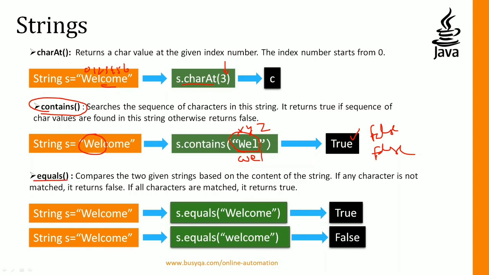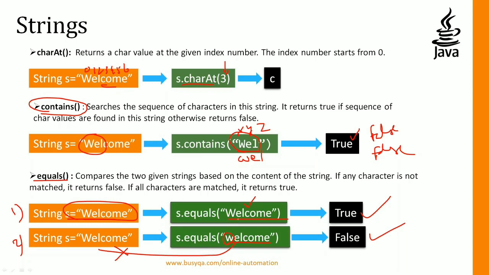Now the equals method. The equals method will compare two strings, whether they are equal or not. For example, see this first example. String s is equal to welcome, and here s dot equals, I am comparing this string with another string called welcome. These two are exactly the same, so it returns true. Now in the second scenario, this is the string welcome, and here I use a lowercase letter. So W is a lowercase letter. This will not exactly match with this, so it will return false. So this is the equals method.